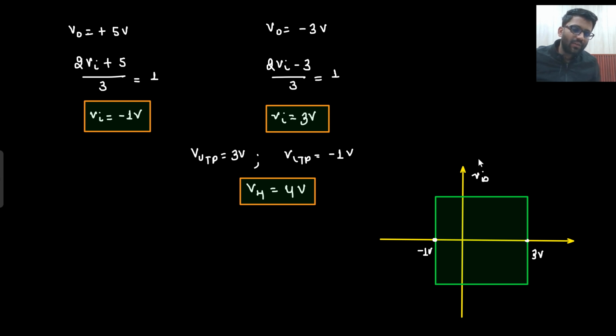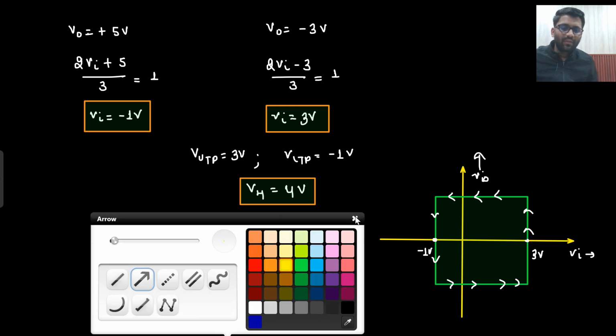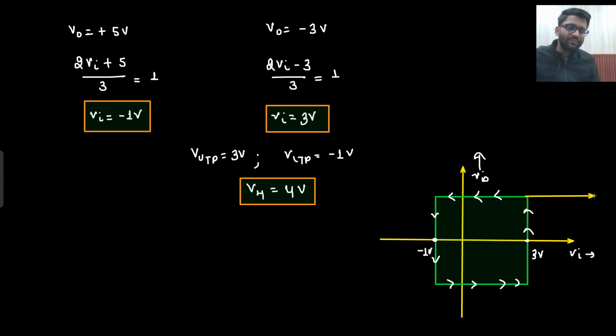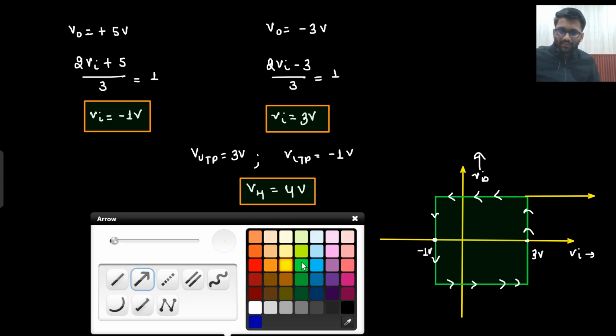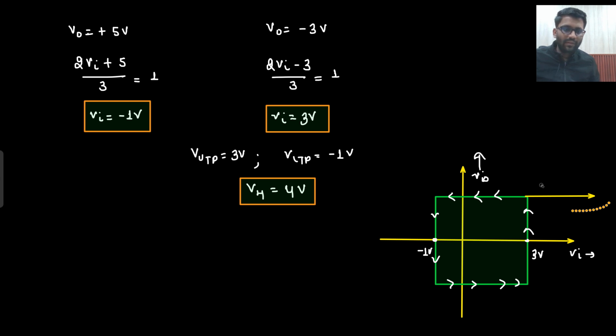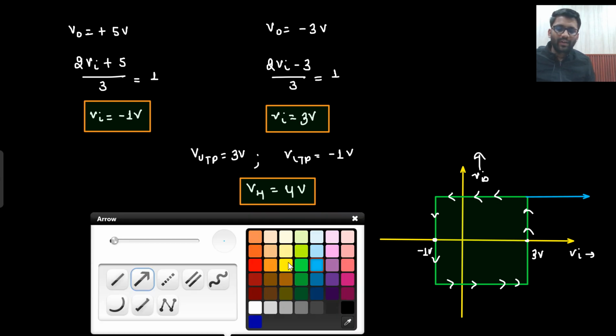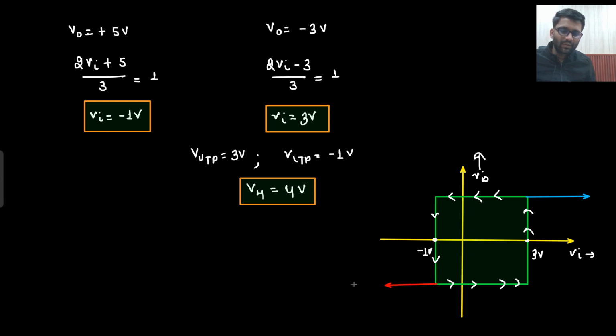I got to know that this is your output, this is your input. I know that it is my non-inverting Schmitt trigger, so anti-clockwise rotation would be there. And one more thing, for higher value of input, you will get higher output, and for lower value of input, you will get lower output. And here I can make arrows on both sides. This side, this side, this side, this side. Here also, this side, this side, this side, this side.